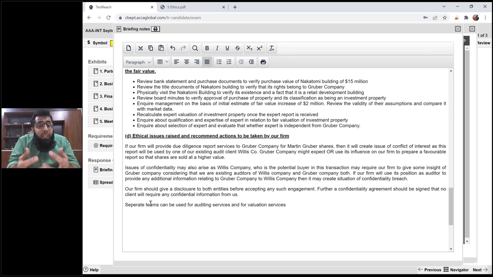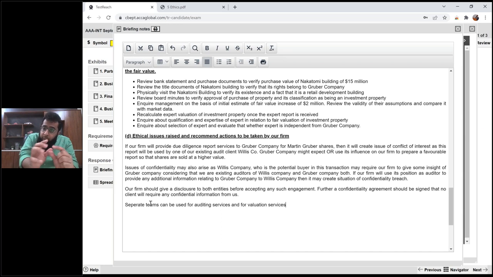Now, what do you mean by using separate teams? What does this mean? The one team which is doing auditing will be separate, and the team which will be doing the valuation services will be separate. Now, this can help in resolving the confidentiality issue. Why can this help in resolving the confidentiality issue?